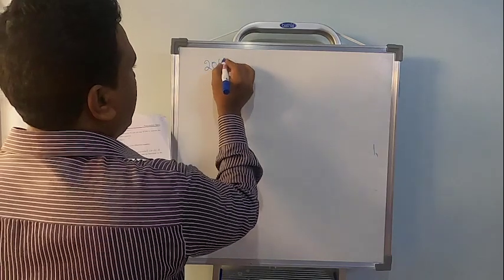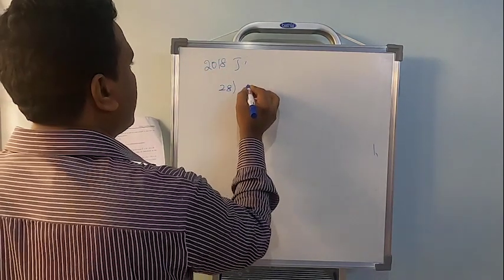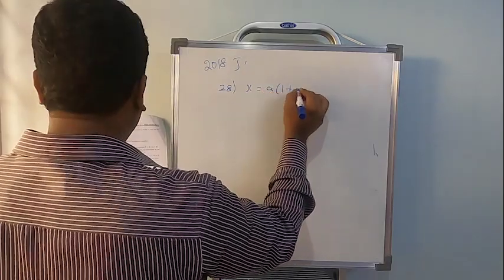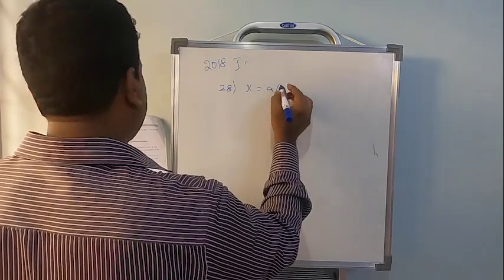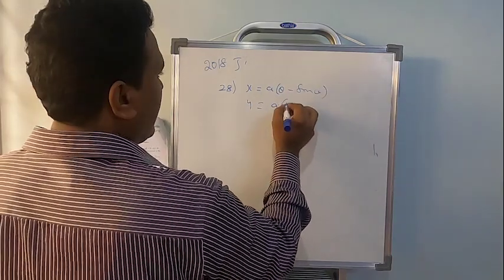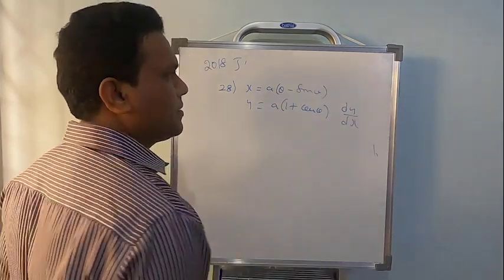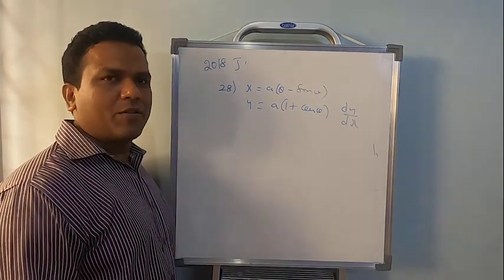So 2018 June, problem number 28: x equals theta minus sin theta and y equals a into 1 plus cos theta, then find dy by dx. So it is based on parametric differentiation.